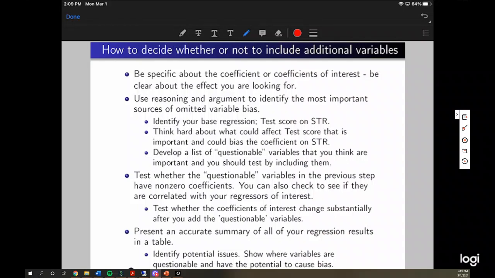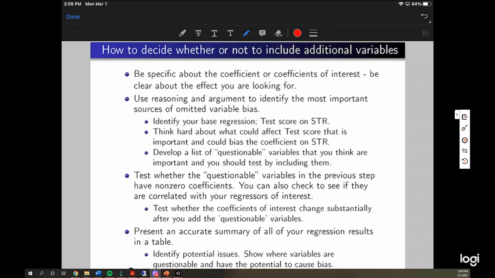So how to decide whether or not to include additional variables? We want to be specific about the coefficient or coefficients of interest. Be clear about the effect you're looking for. We care about student-teacher ratios. Use reasoning and argument to identify the most important sources of omitted variable bias. So there's no right or wrong answers here. This is all based on argument at this point. This is where I usually describe econometrics as becoming an art form.